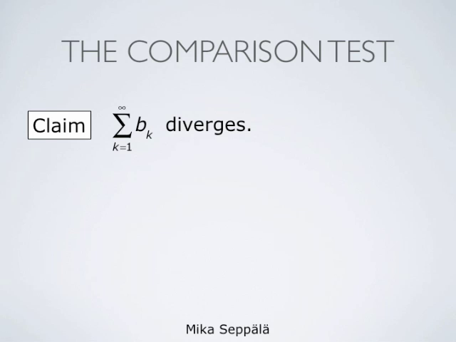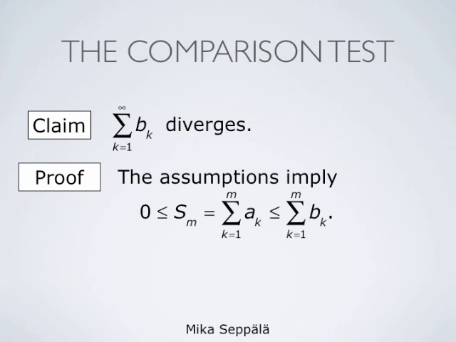In order to show that the series summation k from 1 to infinity b_k diverges, we have to study the partial sums of this series formed by the terms b_k. Now each b_k is greater than or equal to a_k. This means that the partial sum, summation k from 1 to m b_k, is greater than or equal to the partial sum k from 1 to m a_k. These partial sums S_m for the series formed by the terms a_k form an increasing sequence because each a_k is greater than or equal to 0.